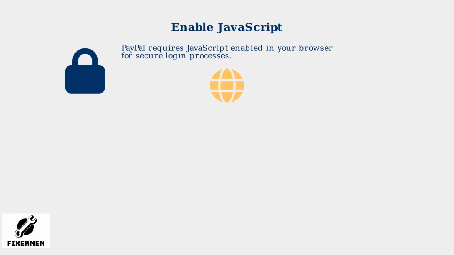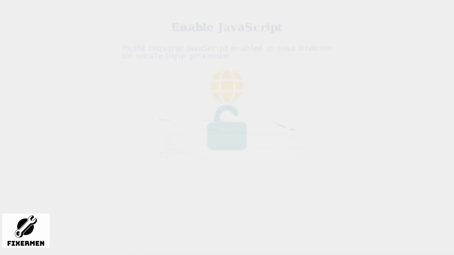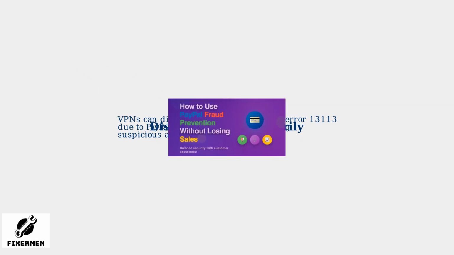Ensure JavaScript is enabled in your browser settings, as PayPal relies on it for secure login processes. If you're using a VPN, try disabling it temporarily. VPNs can sometimes disrupt IP checks, triggering the 130113 error due to PayPal's fraud prevention algorithms detecting suspicious activity.